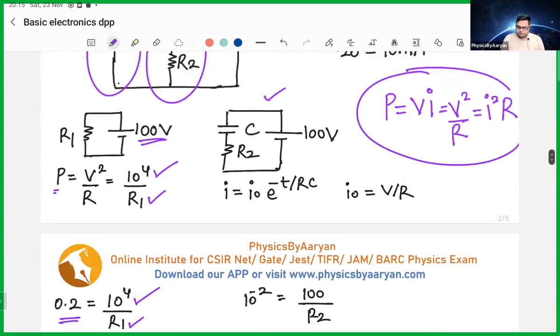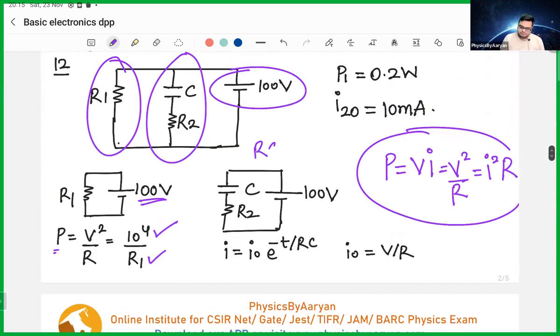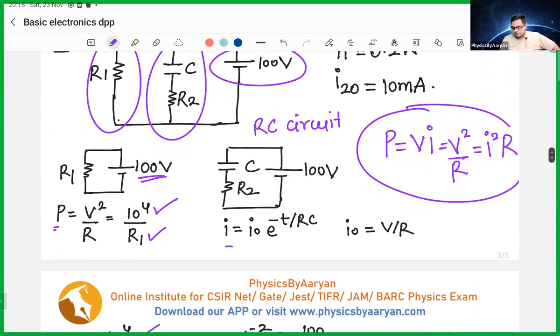Now comes the second part. This is an RC circuit, and you know the RC circuit is getting charged here. Initially it was not charged, and when you closed the switch, it starts charging, right? And you know in an RC circuit the current equation is this. The current keeps on reducing with time, right? I equals I naught into e to the power minus t by RC. We saw that in the last class, in the class of the capacitor circuits, right?